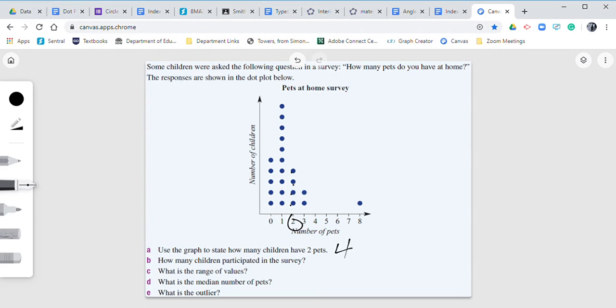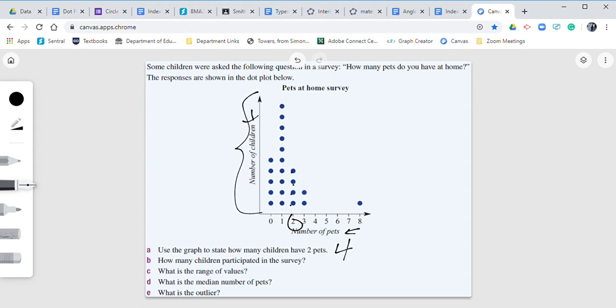You'll notice on the dot plots, there's no number on my y-axis. You're going to have to count the dots vertically to determine your answers as you go along. So that's one feature of a dot plot that you will notice. There are still labels on our axes, but there are no numbers on the vertical axes or the y-axes.